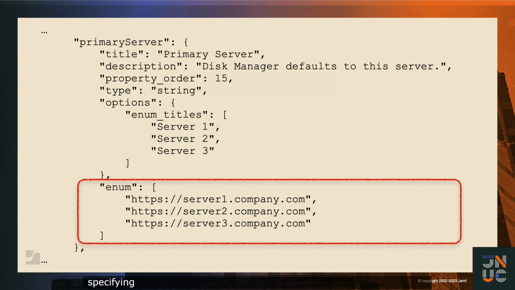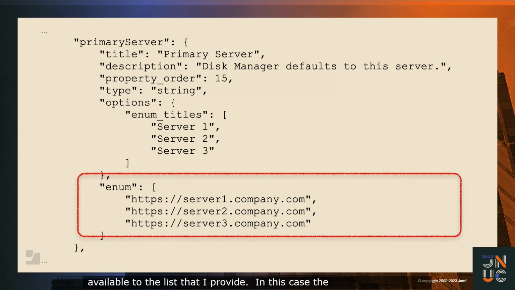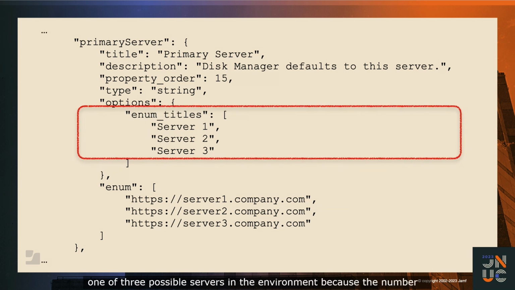In this case, the plist needs a URL to one of 3 possible servers in the environment. Because the number of servers is limited and the URLs are pretty long and they can be mistyped, I want to make this easier on the administrator to fill out the form. I'm going to give each server a friendly name, server 1, server 2, and server 3.